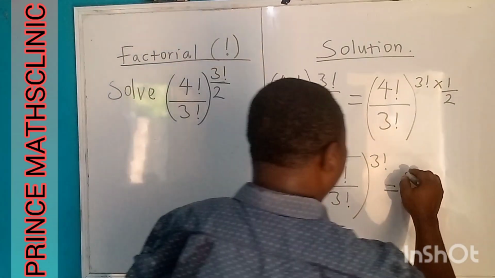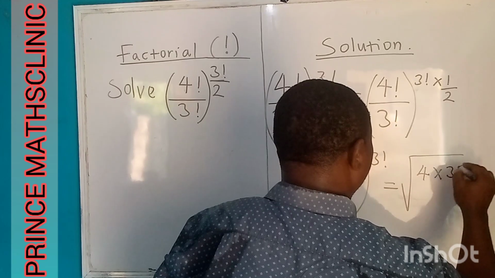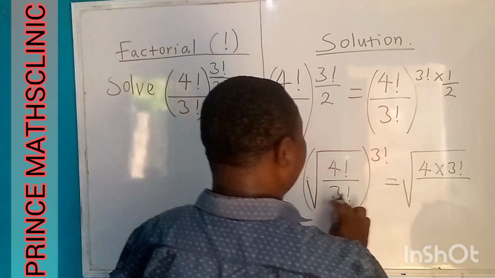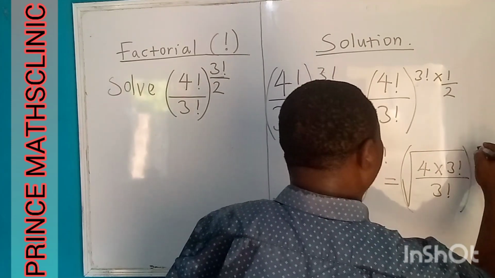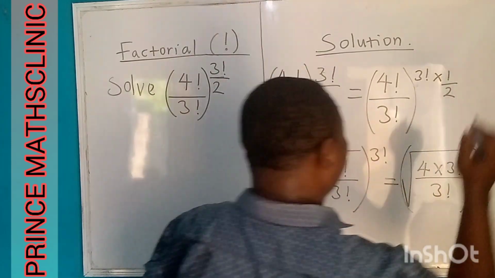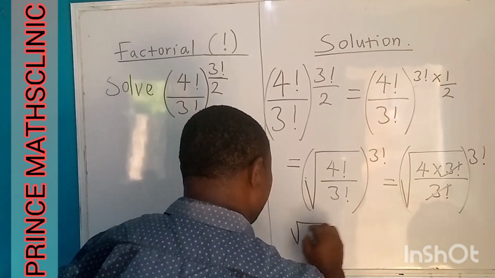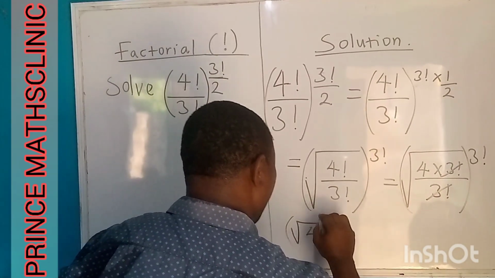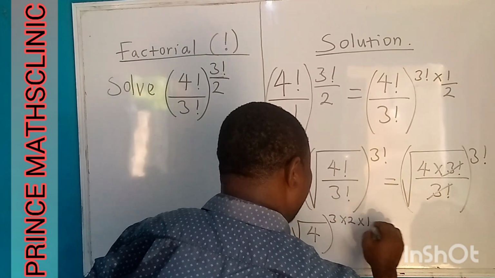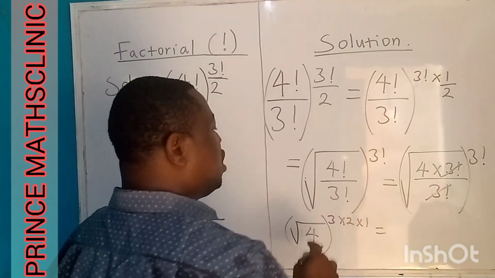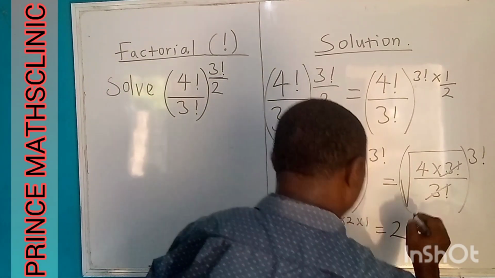Now, let's go. My 4 factorial becomes 4 times 3 factorial. Then my 3 factorial here cancels my 3 factorial. So I'm left with the square root of 4 multiplied by 3 factorial, which is 3 times 2 times 1. 3 times 2 is 6. 6 times 1 is 6. And the square root of 4 is 2.